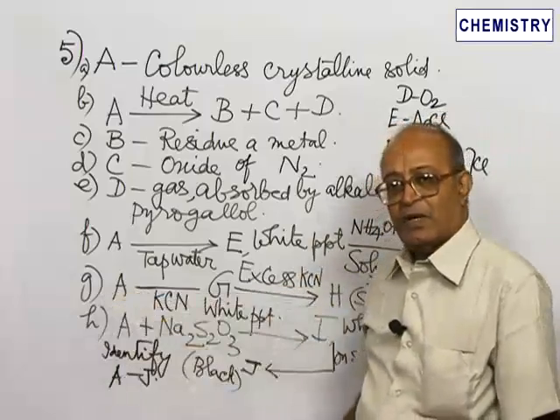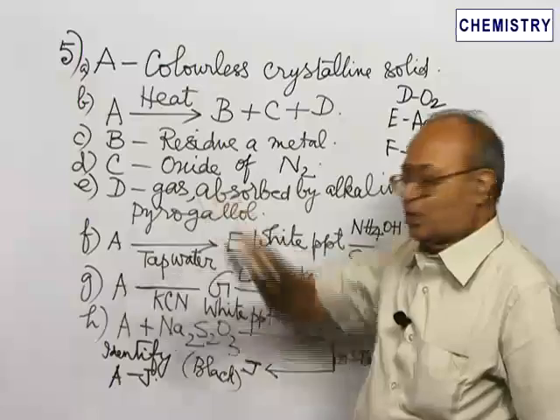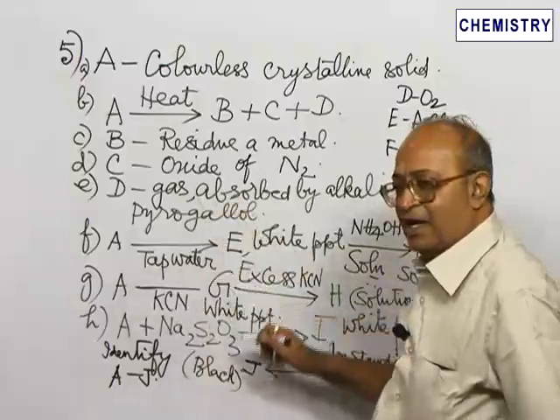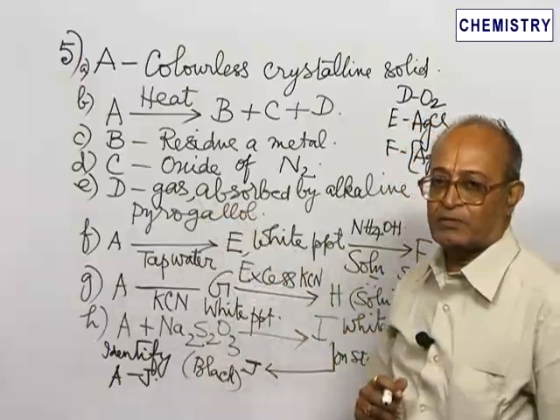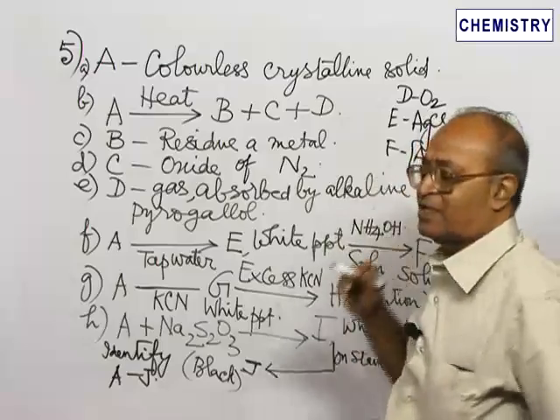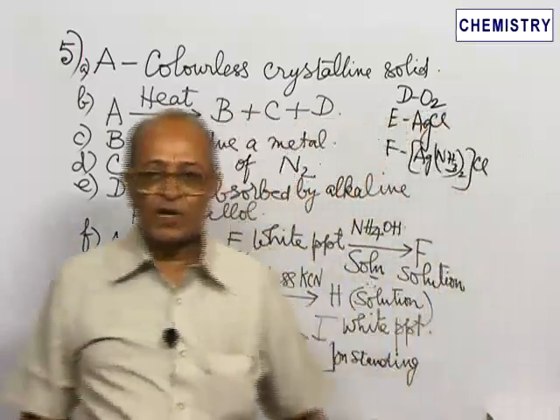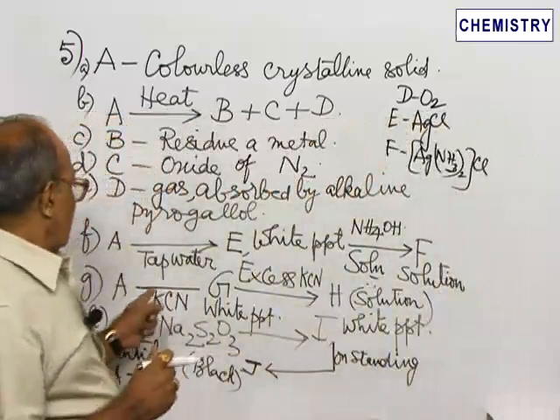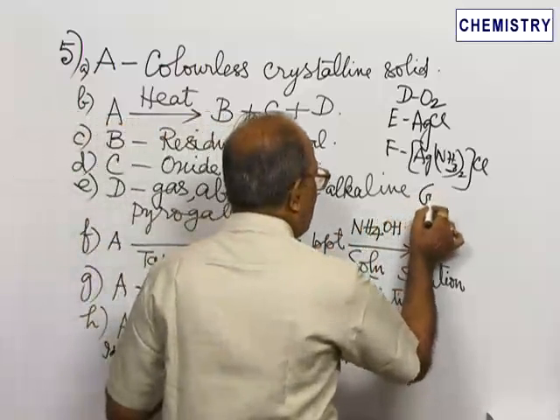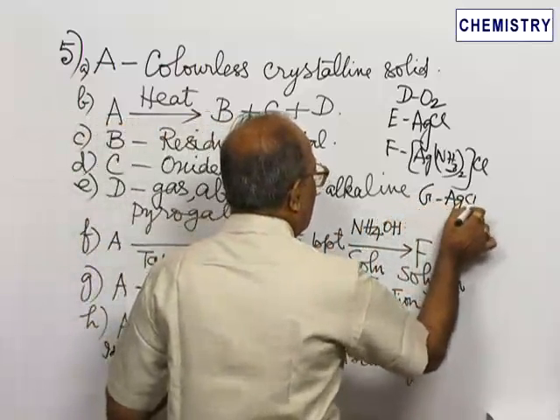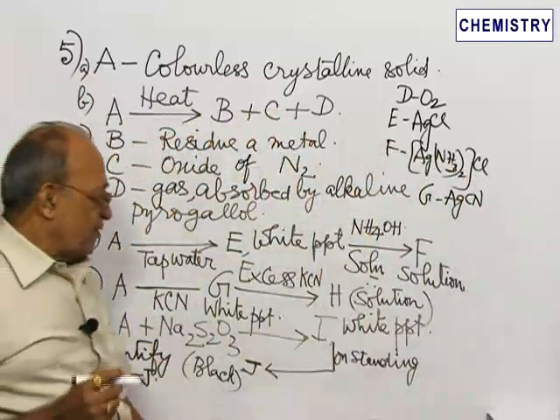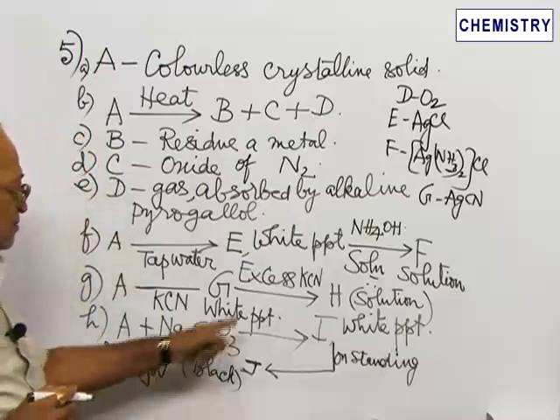Come to G. This salt solution is treated with KCN solution. G, a white precipitate, is formed. If it is a silver salt, of course, these points indicate the presence of silver salt. Now, A with the KCN gives G, a white precipitate, and this white precipitate is AgCN.